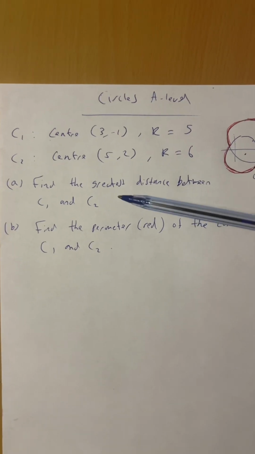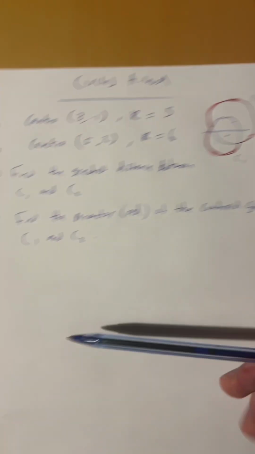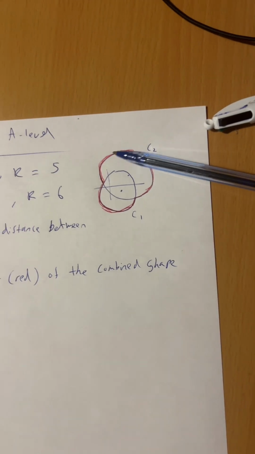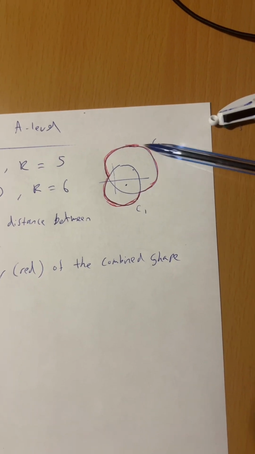Now, part A is to find the greatest distance between the two circles. And part B is to find the perimeter of the combined circles. So this red perimeter going around the outside of the two circles there.